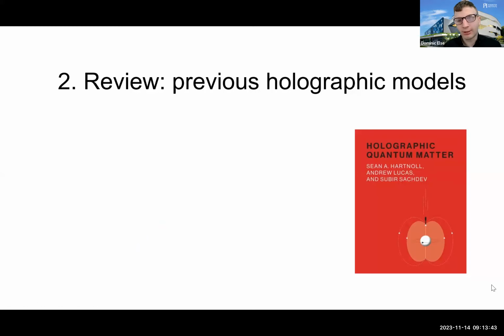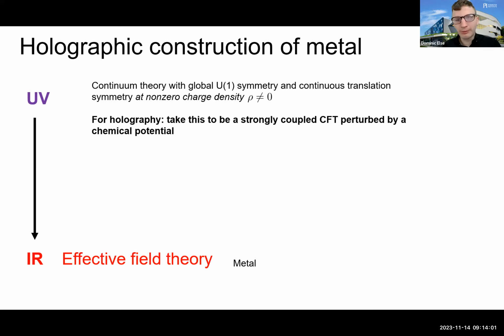So now I will review a bit about the previous holographic models of metals that people have discussed. My reference for this was always this really nice book, which has a very comprehensive reference list. And so generally what people do is that you start with this continuum theory with non-zero charge density. For holography, it's probably easiest to say that it's a CFT, because that's what we know is dual to some AdS geometry. And we perturb it by chemical potential, which will put it at non-zero charge density. And then that's going to induce an RG flow to some IR effective field theory, which should be a theory of a metal given your starting point.